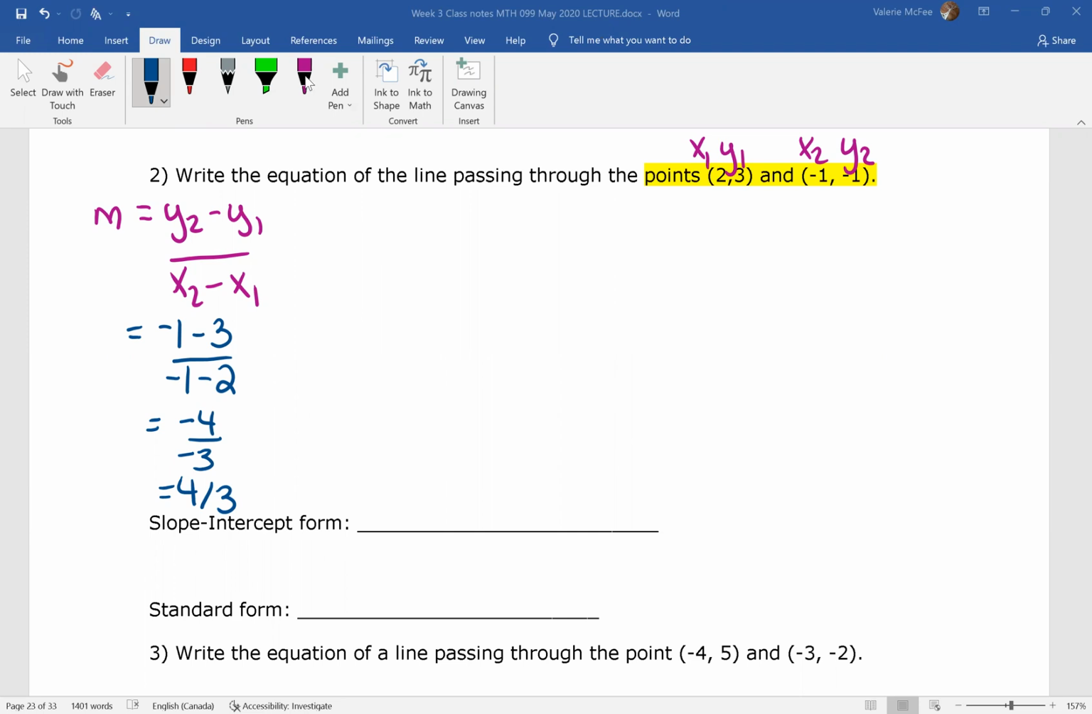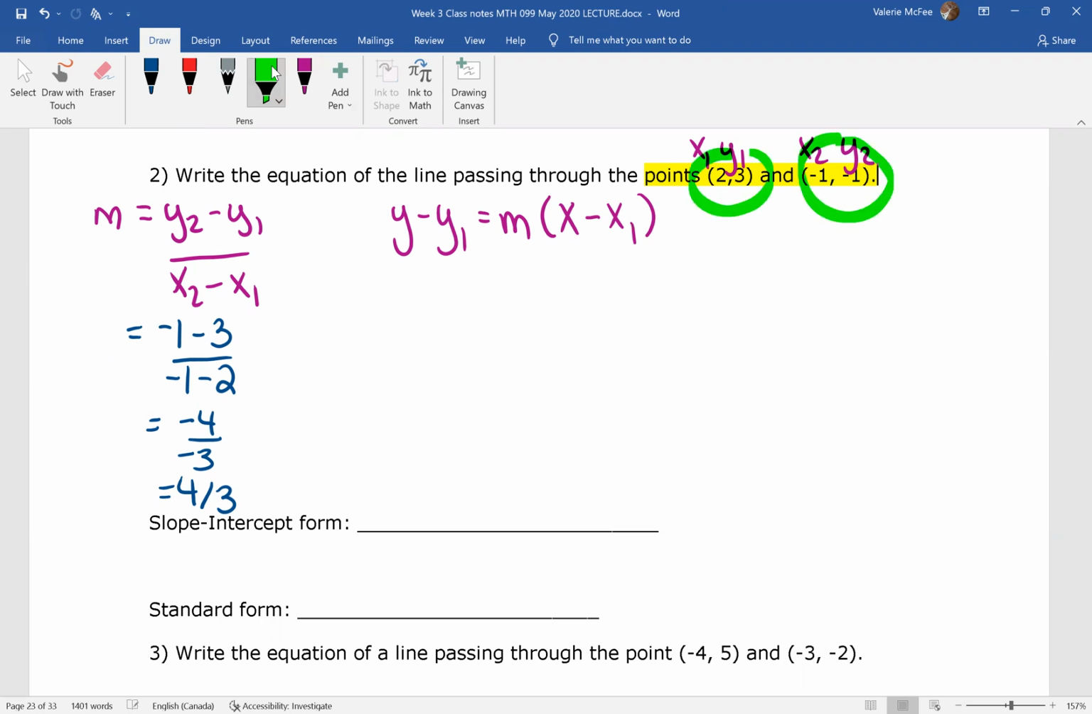Good. Now we need our formula for the point slope. Can you write that down without looking? Now notice this time we're given 2 points, but this formula only needs 1 point. It doesn't matter which one you use. I'm going to use the one that doesn't have any negatives in it because then I hopefully won't make any mistakes. Y minus y1 equals the slope times x minus x1. So we can open those brackets.